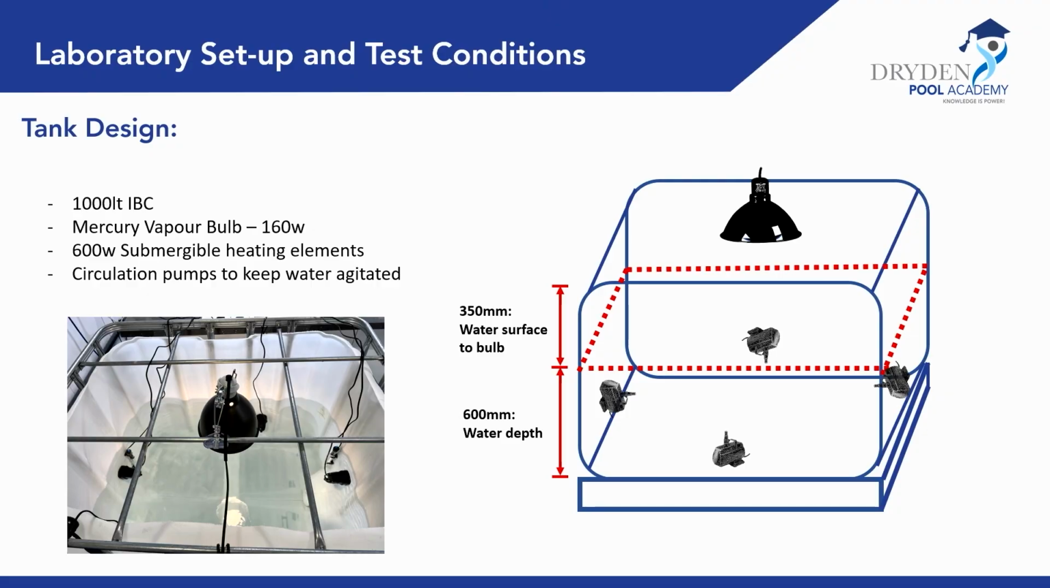So I'll show you the laboratory and setup. We have a 1,000 litre IBC. It is then irradiated with a mercury vapor bulb. This is a special bulb to emit UVA and UVB. These UV lights are the ones responsible for breaking down free chlorine. The tank is also heated using 600 watt submersible heaters. And then we have 4 circulation pumps to ensure the water's nice and agitated, everything is free flowing.